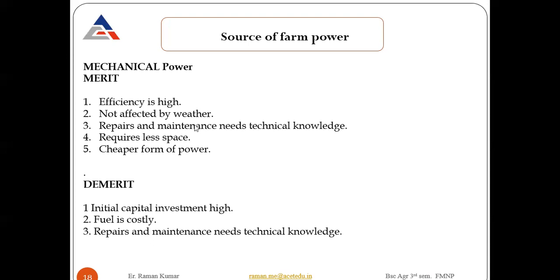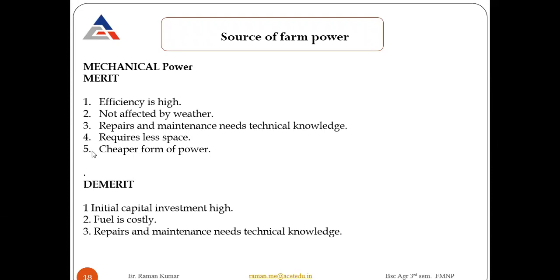The weather, whether summer or winter or during the raining season, does not affect mechanical power. Repair and maintenance need technical knowledge. It requires less space as compared to bullock power.